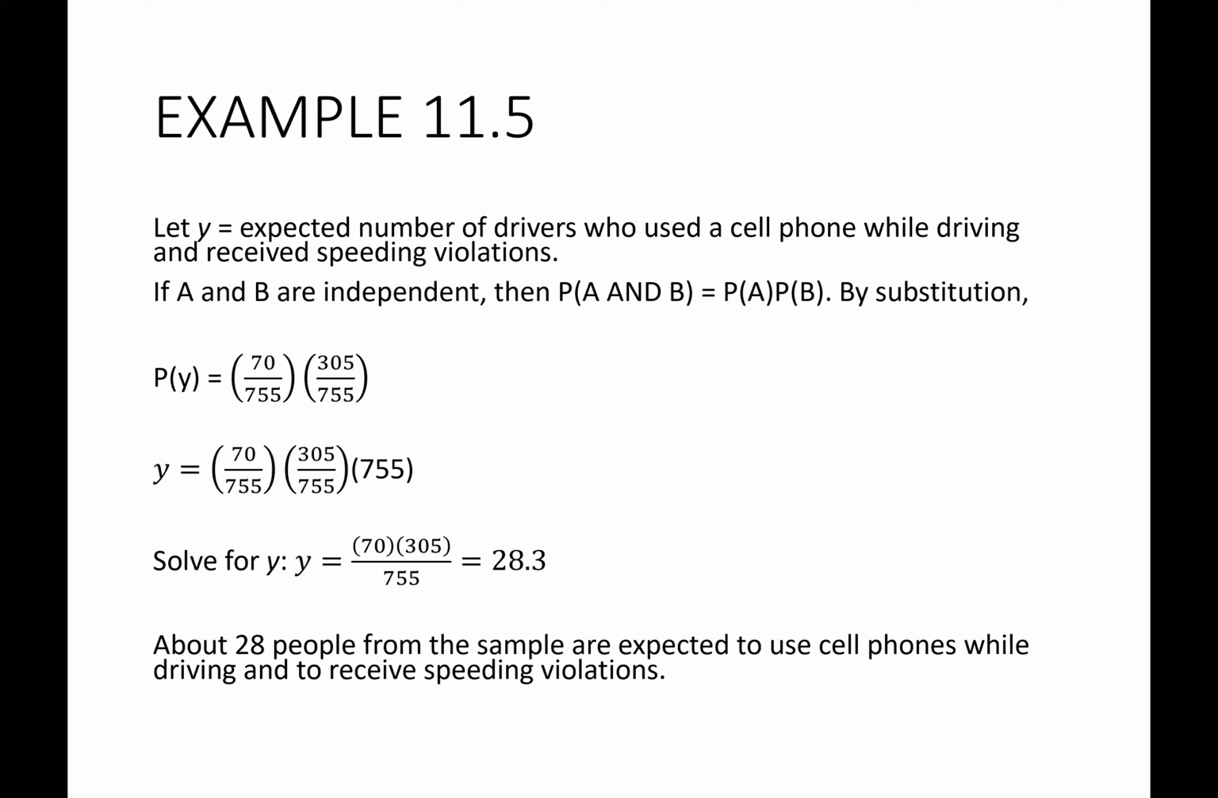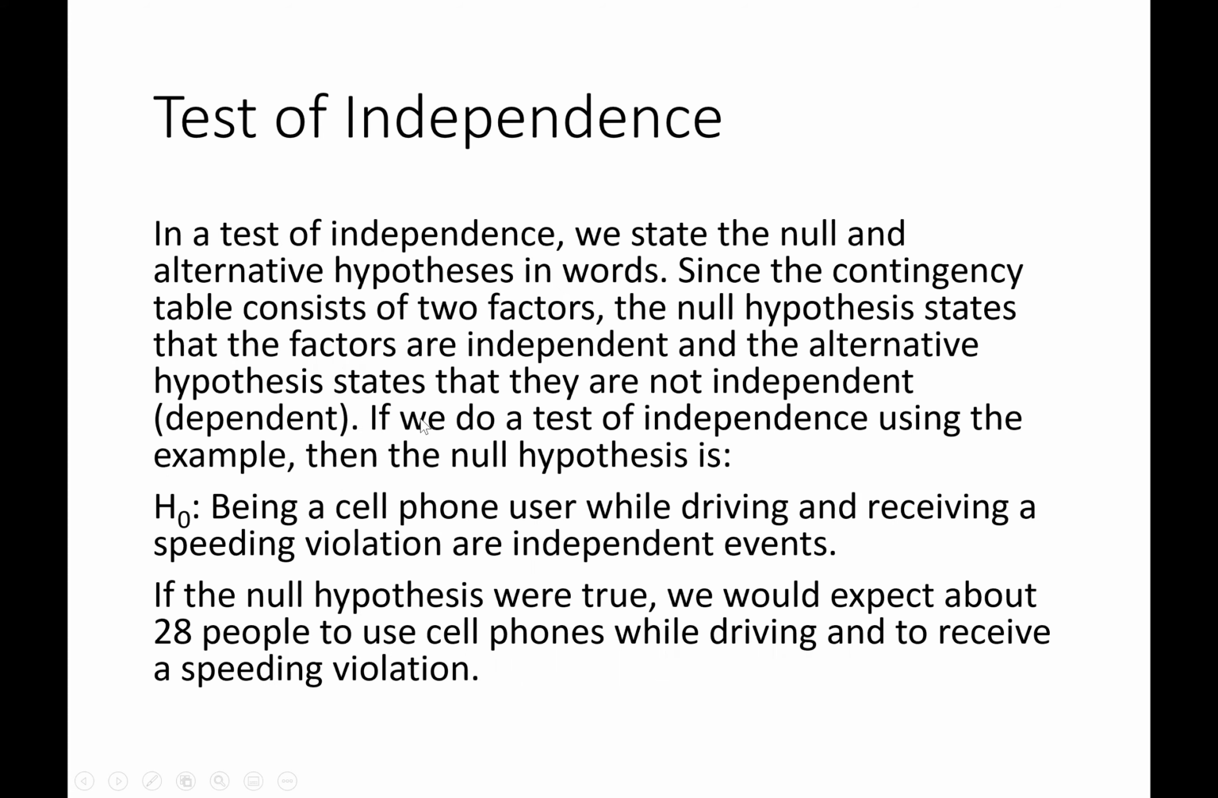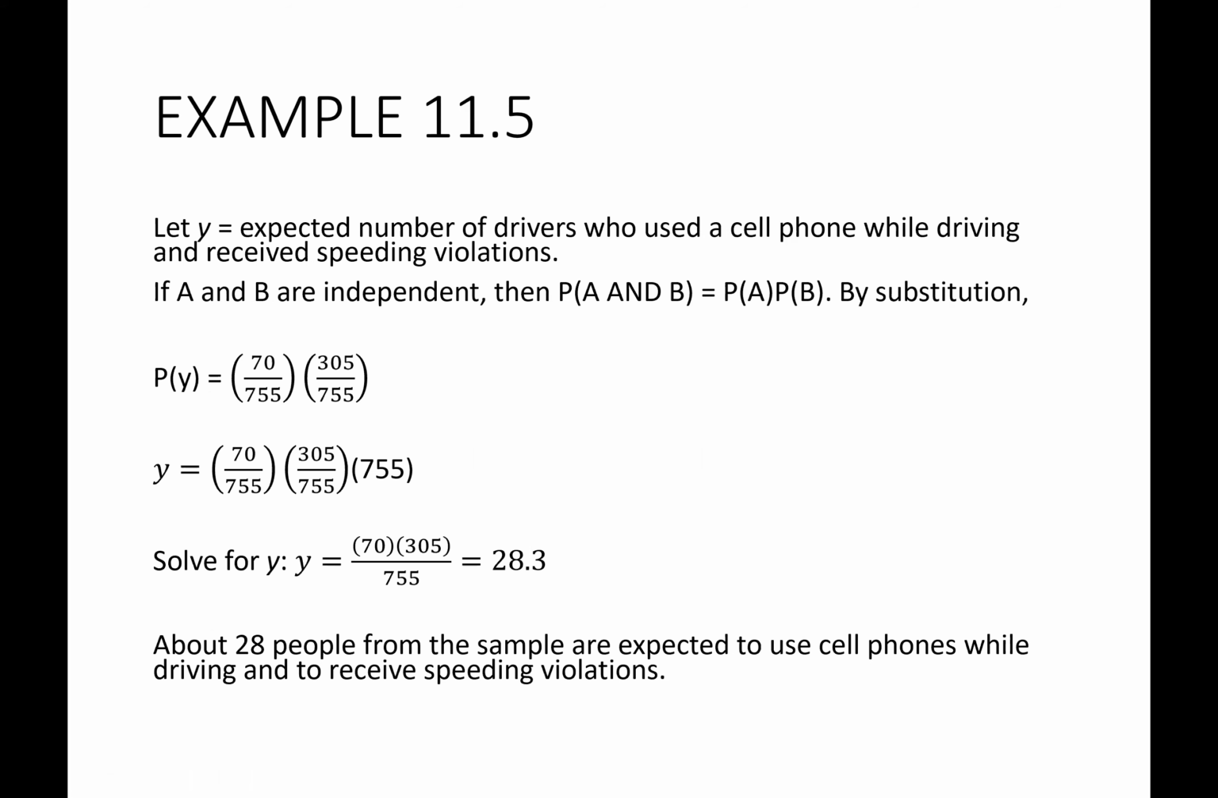So about 28 people got both. And this leads us to how we find the expected values from a contingency table. Okay, so we took the probability of getting a speeding ticket times the probability of using our cell phone, and we multiply that by the number of people surveyed. So we expect 28 people to be doing both.